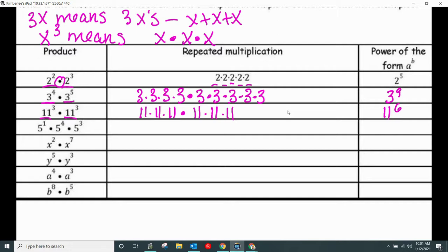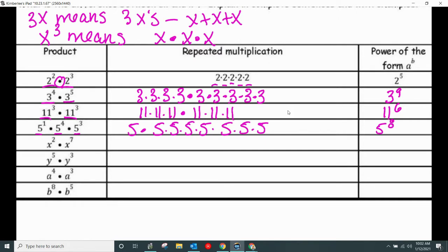Okay, so this one has 3 pieces, 5 to the 1st power. Well, that's just 1 five. Well, 5 to the 4th is 5 times 5 times 5 times 5. That's 4 of them. And then 5 cubed is another 5 times 5 times 5. So how many 5s do I have? 1, 2, 3, 4, 5, 6, 7, 8. So that's 5 to the 8th power.